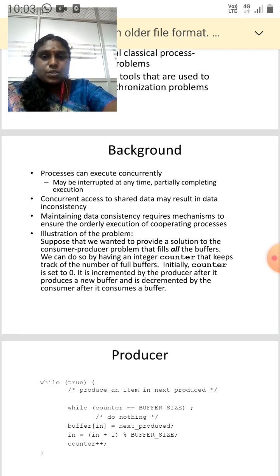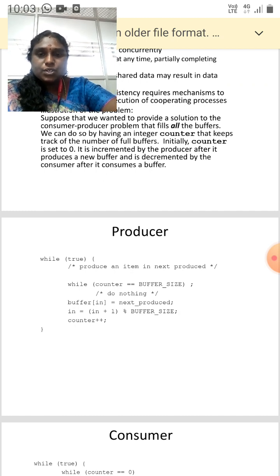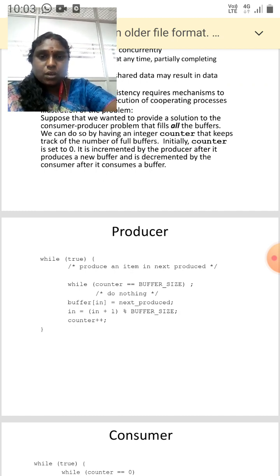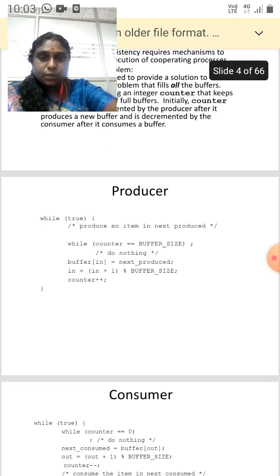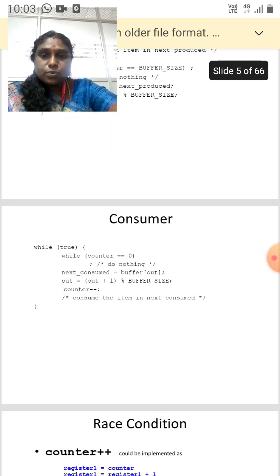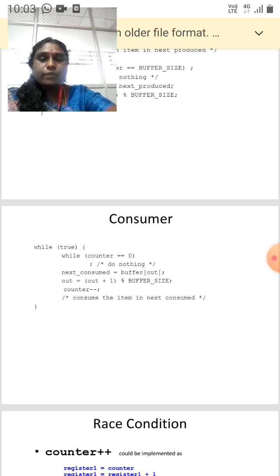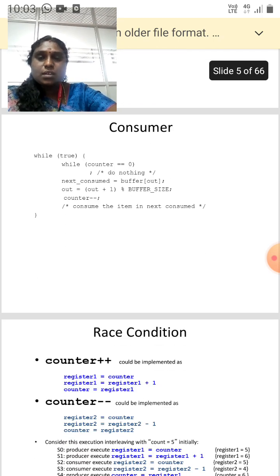Initially the counter is set to 0. It is incremented by the producer after it produces a new buffer, and is decremented by the consumer after it consumes a buffer. The producer is: while true, produce an item in next produced; while counter == BUFFER_SIZE, do nothing; buffer[in] = next_produced; in = (in + 1) % BUFFER_SIZE; and counter++. The consumer is: while true, while counter == 0, do nothing; next_consumed = buffer[out]; out = (out + 1) % BUFFER_SIZE; the counter is decremented, and the item is consumed.